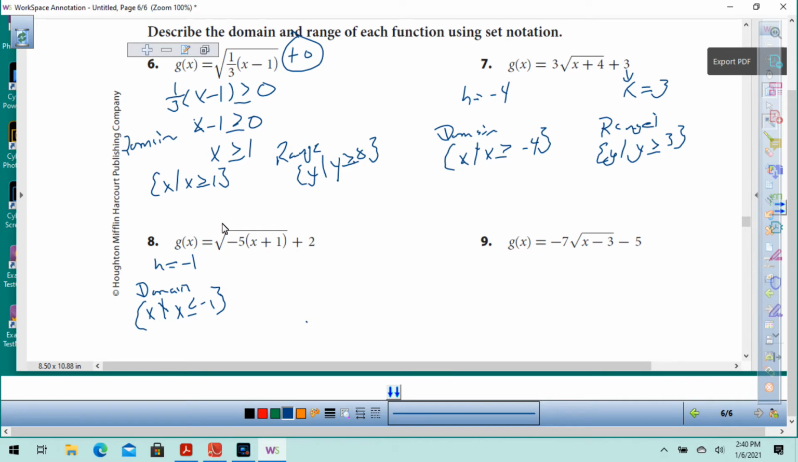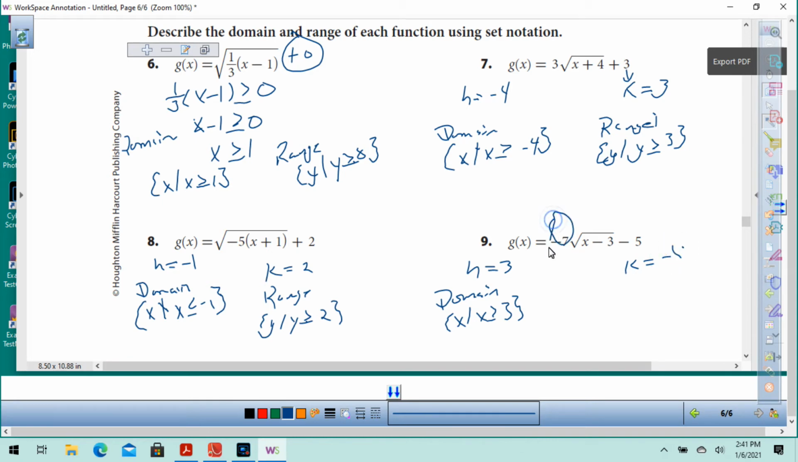Now, we got this one here. A is positive, so k equals 2, and the range is going to be y such that y is greater than or equal to 2. Here, b is 1, so we've got h equals 3, so our domain is going to be x such that x is greater than or equal to 3. K is negative 5, but notice a is negative there, so our range is going to be y such that y is less than or equal to negative 5. That's because a is negative. We good?